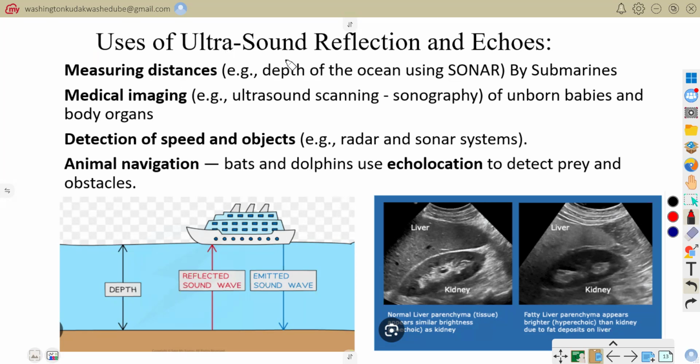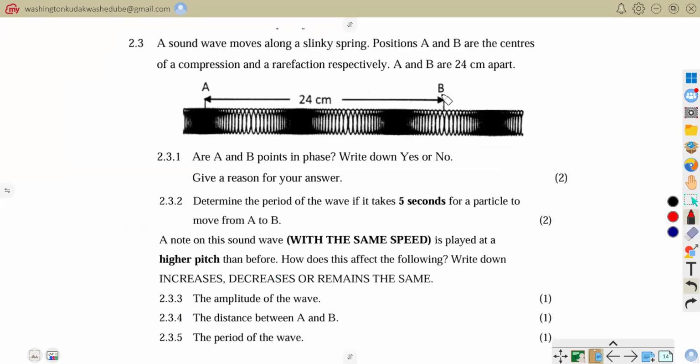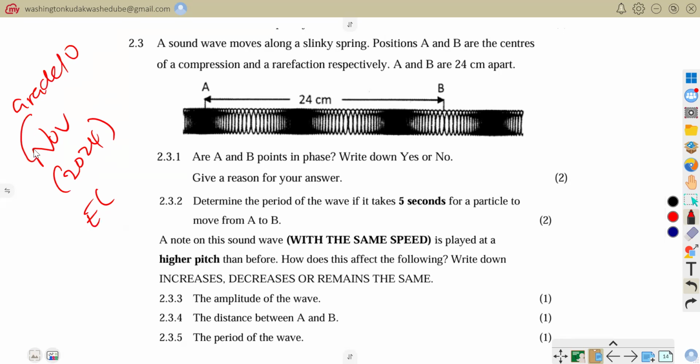So these are the uses of ultrasound reflection and echoes, which you are required to know. At some point, they will ask you to give examples of the uses of ultrasound or of echoes. So before we conclude our class, I brought you a question from a certain question paper. This was a November question paper, which was written in 2024 in the Eastern Cape.